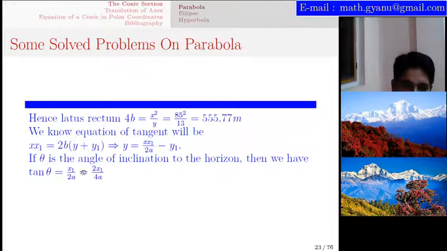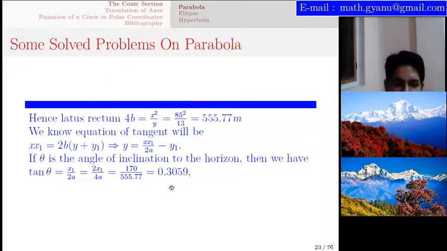For simplicity, we multiply the numerator and denominator both by 2, then it will be 2x1 by 4a. Here 2x1 is the span and 4a is the length of the latus rectum. The total span of the bridge is 170 meter and the length of the latus rectum is 555.77 meter. Substituting these values, it will be 170 divided by 555.77, and finally this will be approximately 0.3059.